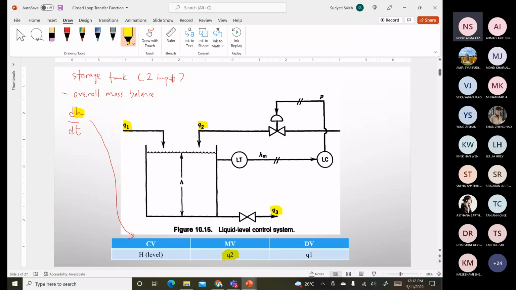So based on the table here, you have the control variable H, you have the MV, and in this case, let's say the disturbance variable is Q1. Once we obtain this table, we identify the control, the manipulated, and the disturbance variables, then we will be able to develop the control configuration. So this line represents the configuration.